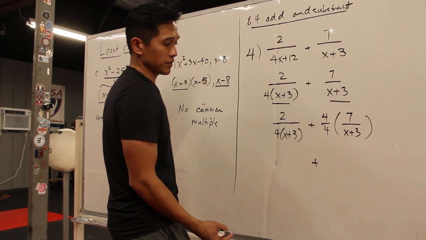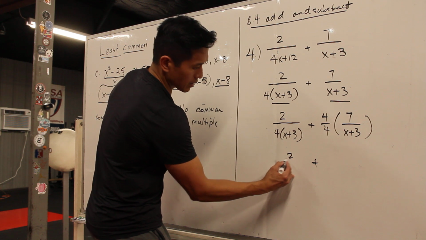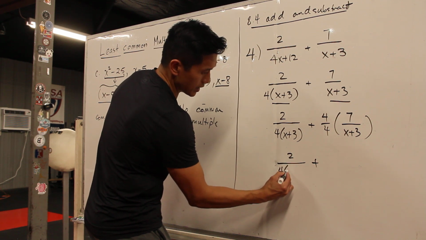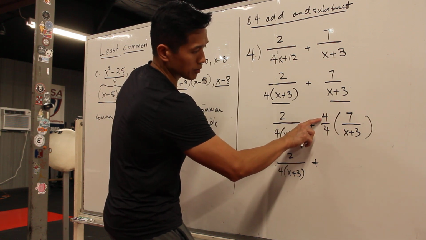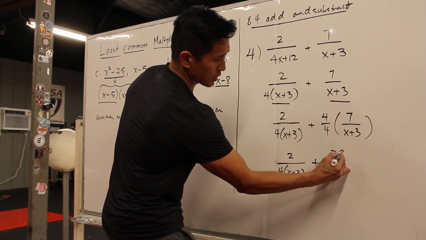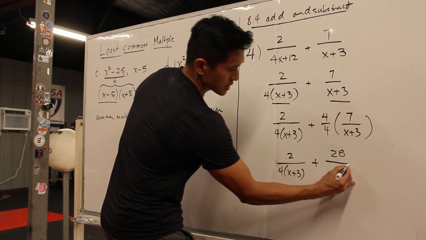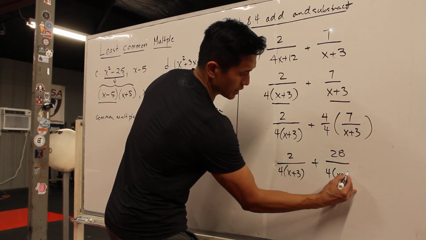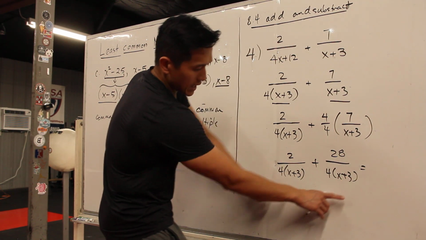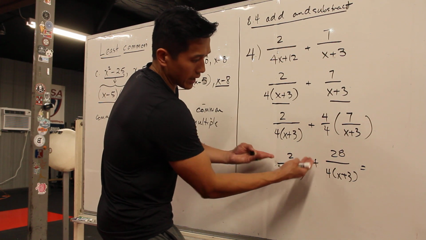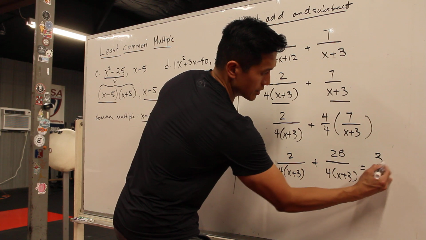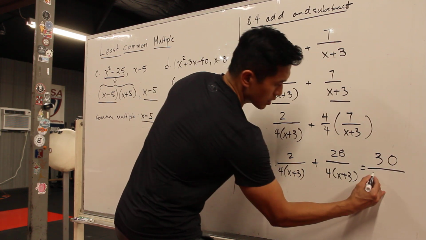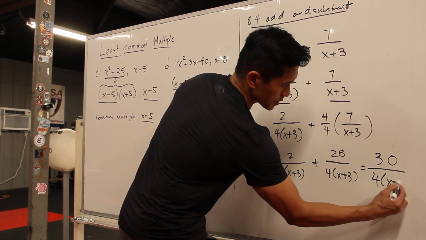So, doing a little bit of simplification, I'm still going to go ahead and write this this way so that we don't get confused. Okay? Here, I'm going to go ahead and multiply 4 times 7. That's 28. And then 4 times x plus 3. Now, I have the same denominator, so I can go ahead and add these two. So, 28 plus 2 is 30 over 4 times x plus 3.